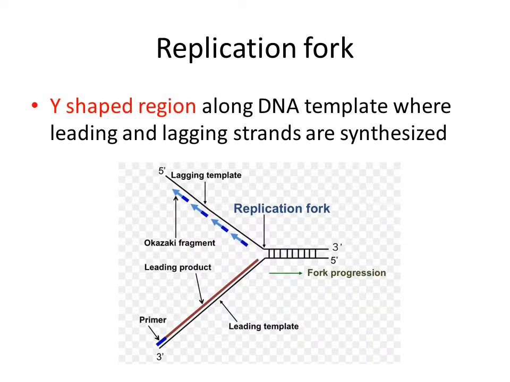So next we are going to talk about the replication fork. Replication fork is a Y-shaped region along the DNA template where the leading and lagging strands are synthesized. You can see the lagging strand here and you can see the leading strand, it is here.